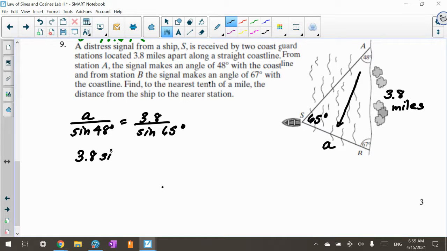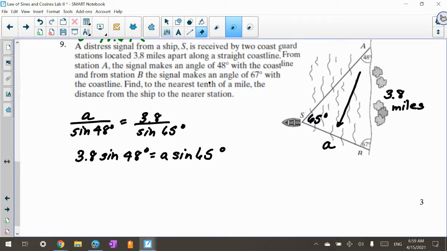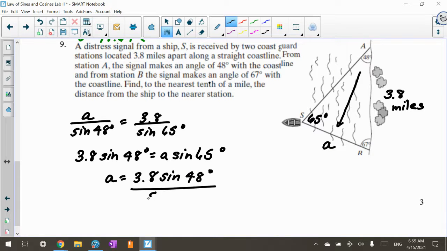So I have 3.8 sine of 48 degrees equals A times the sine of 65 degrees. And then I'm going to divide by the sine of 65. So I get A is 3.8 sine of 48 degrees, all divided by the sine of 65. And you'll see I showed that middle step because I have room, because lots of times I think I give enough room. And they wanted us to do this to the nearest tenth of a mile, so I did 3.1 miles. So that is going to be the closest.